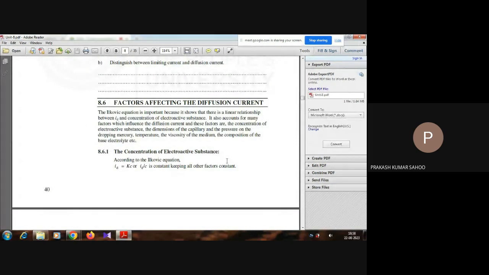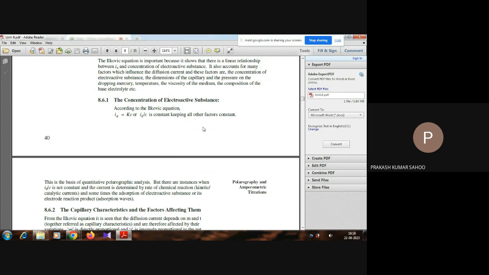Then we have the factors that affect the diffusion current. The main one is the concentration. So diffusion current is observed when there is excess supporting electrolyte, that is the salt bridge concentration, that is potassium nitrate. So remember these things, okay? Potassium nitrate is generally used as the supporting electrolyte or salt bridge in agar-agar medium. Then from the Ilkovic equation, diffusion current is proportional to concentration. So it is K equal to ID by C.